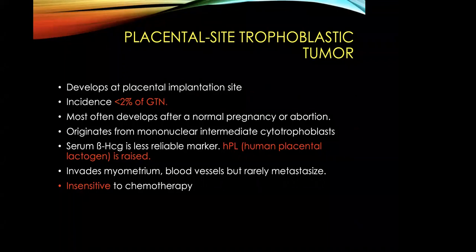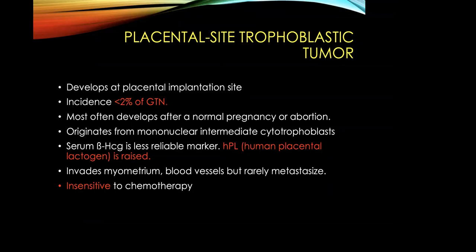Now let us go to the second type of malignant GTD. Following knowledge of choriocarcinoma, there is one more pathology which is known as placental site trophoblastic tumor. It develops only from the placental implantation site. The incidence is less than 2%.